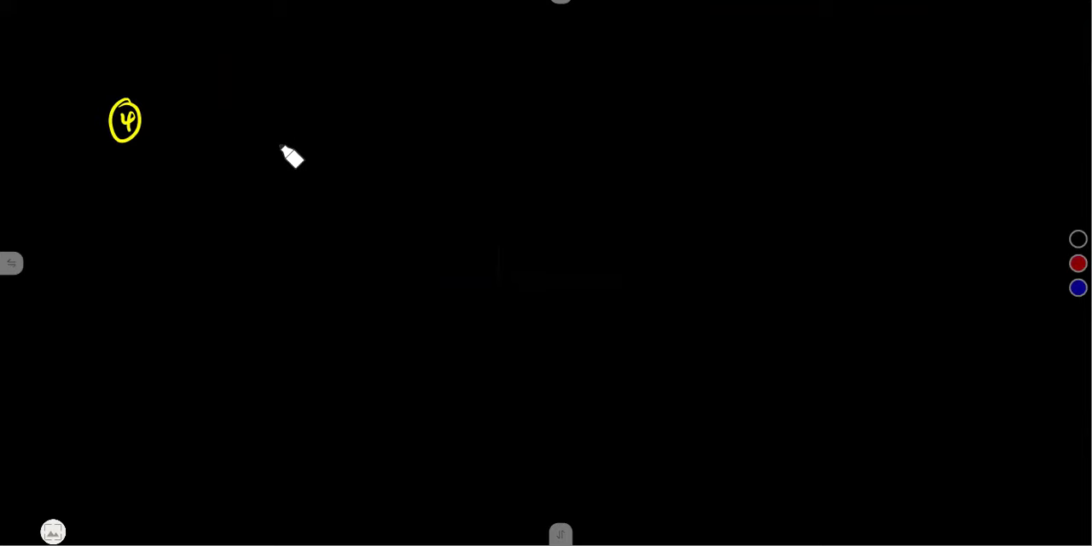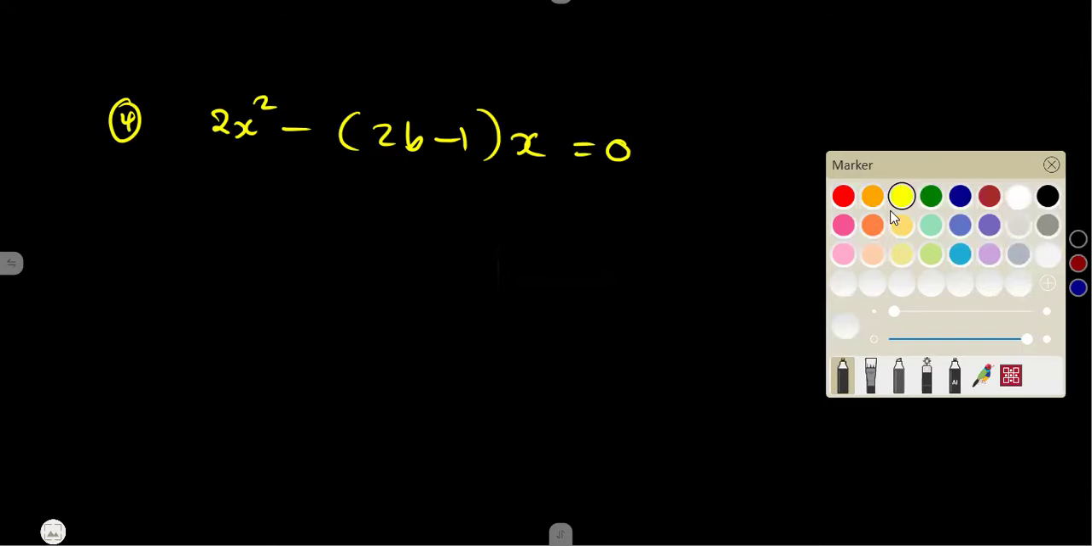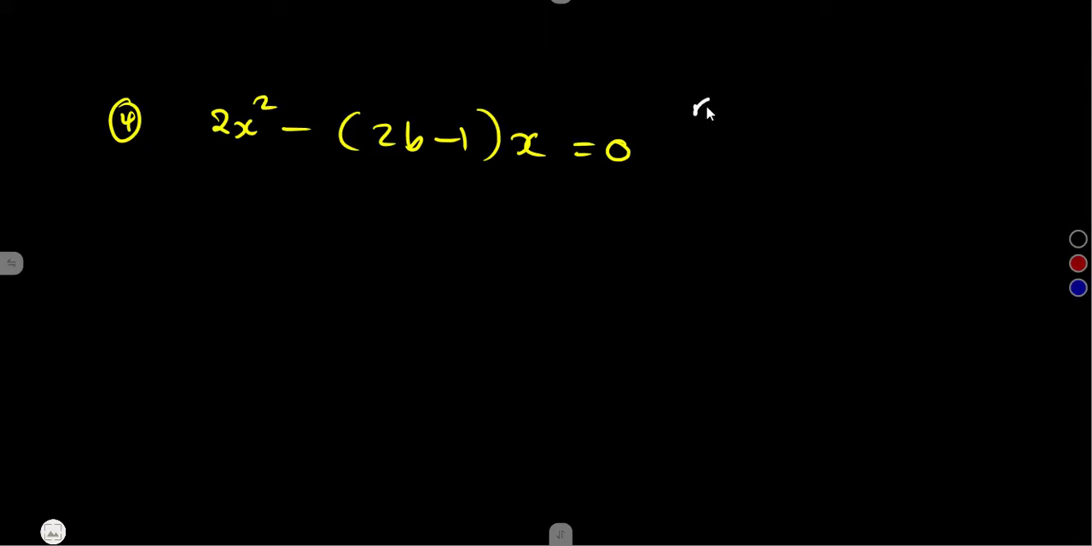All right. We were given our equation here as 2x squared minus (2b minus 1) into x, that's equal to 0. Then they are saying we are supposed to prove that these roots are rational. From our introduction, guys, as I explained, the roots are rational when our discriminant, our delta, is equal to 0. There we have got the rational roots.